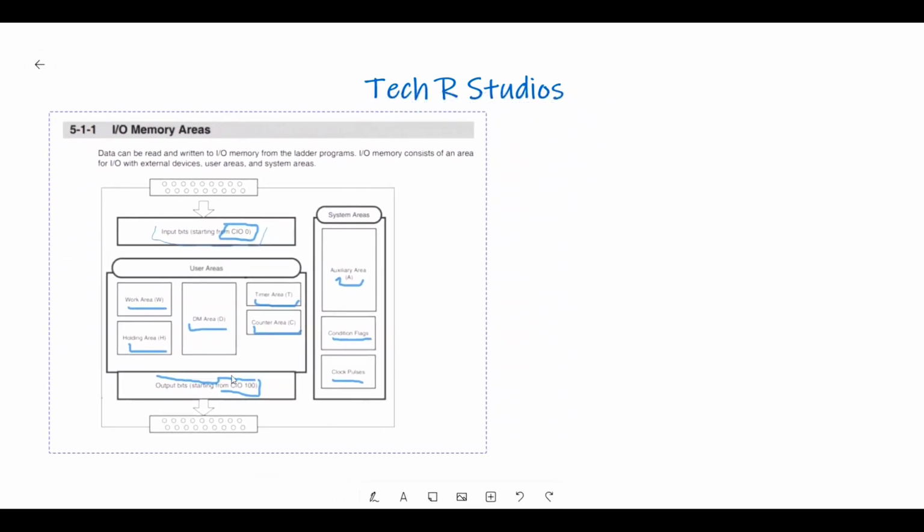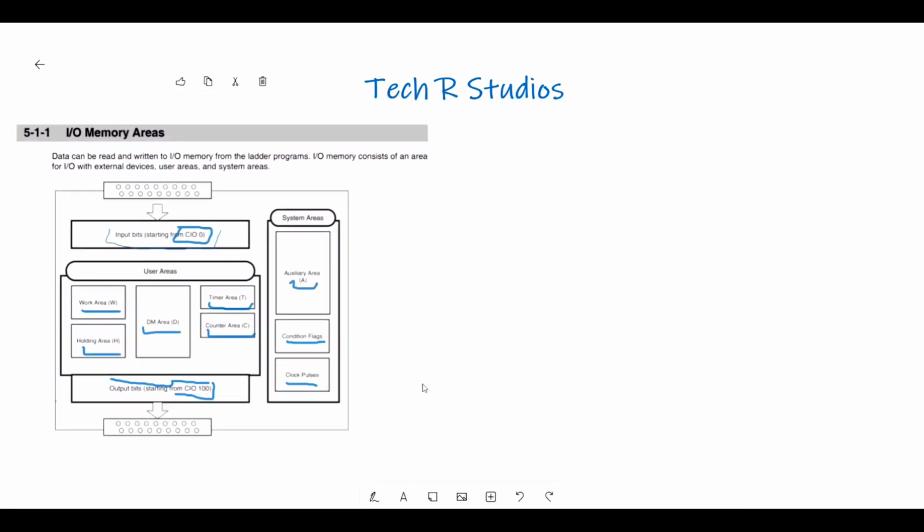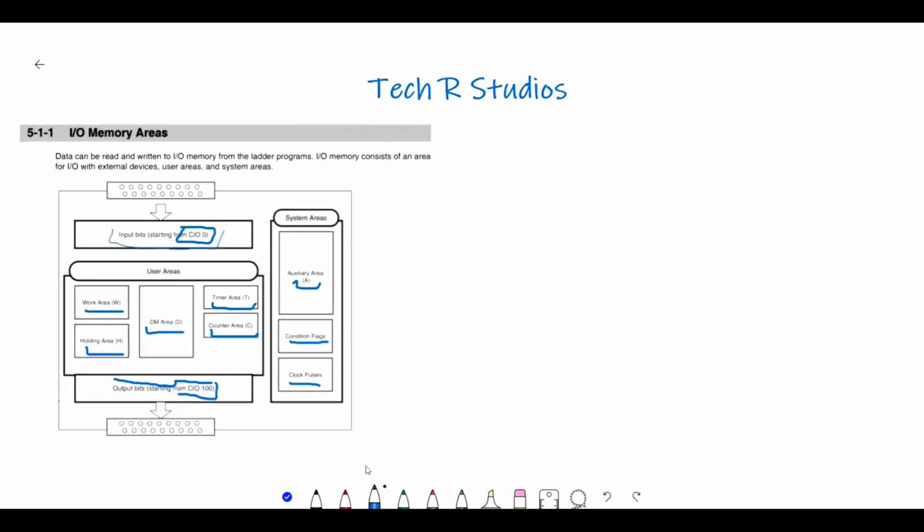Let me put this picture on the side. So first of all, let's discuss the CIO area. The first one is the CIO area. CIO stands for control input output.